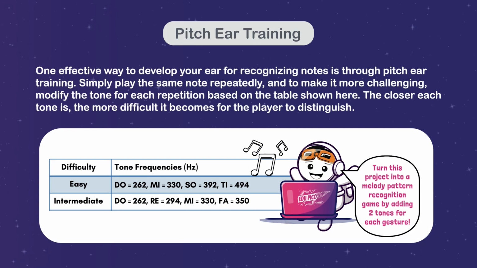One effective way to develop your ear for recognizing notes is through pitch ear training. Simply play the same note repeatedly, and to make it more challenging, modify the tone for each repetition based on the table shown here. The closer each tone, the more difficult it becomes for the player to distinguish.